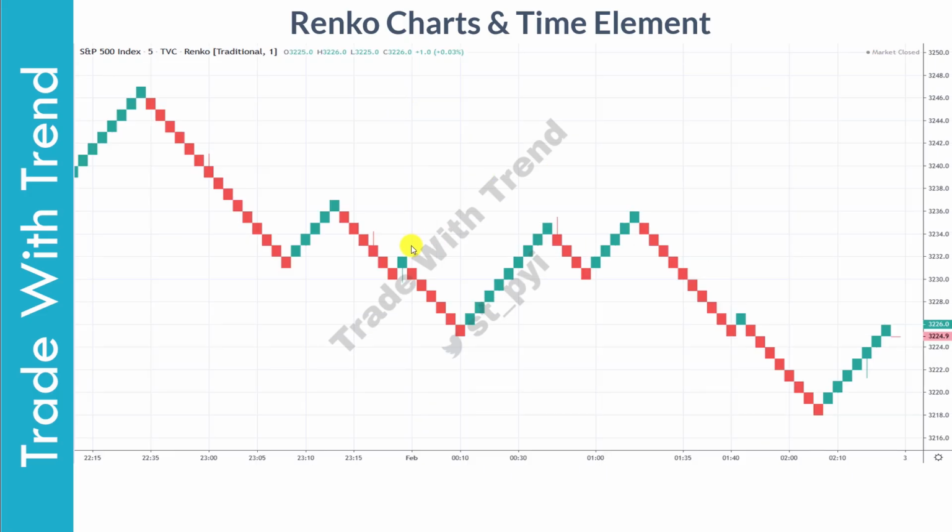Now, this is the same data that we saw in this particular slide, and look at how this chart changes as soon as you plot it in Renko format. So in this particular chart, the brick size is set at 1 point. So as price moves from 32.40 to 32.39 and then to 32.38, a brick will be plotted on the downside.